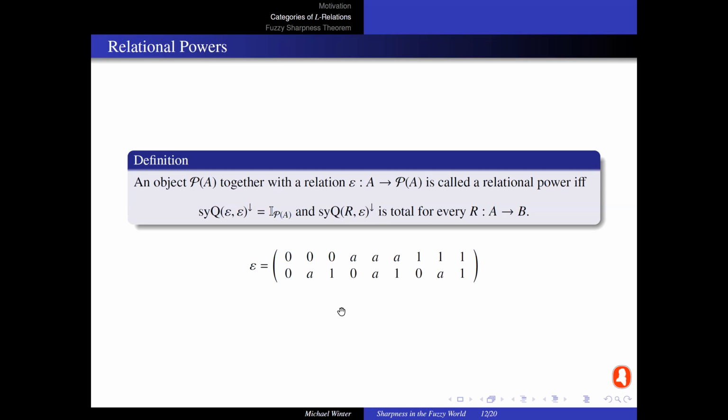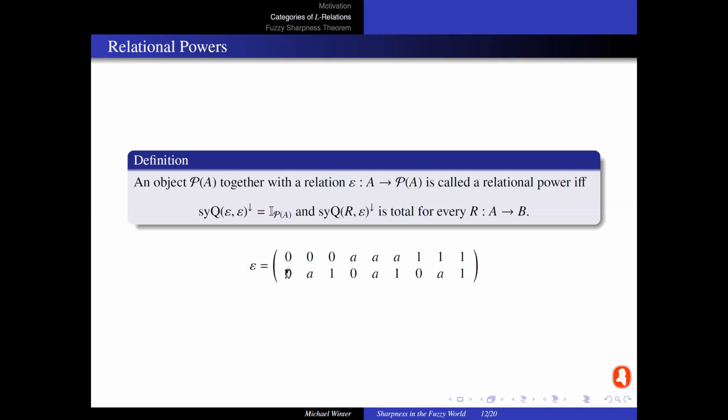Here is again a picture of this epsilon relation in terms of a matrix. The lattice I'm using over here is simply the linear lattice 0, a, 1 from below. So 0 is smallest, 1 greatest, and a some value in the middle. And we are considering over here the element relation between a set of two elements and its power set.